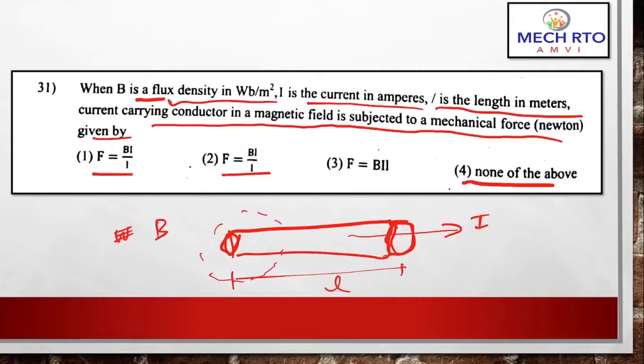So as you know, the force experienced by the conductor will be the product of all the three, that is the flux density in Weber per meter square, the length of the conductor, and the current passing through that conductor. So basically it will be the product of all three, F equals B times I times L. So here the correct answer is 3, right?